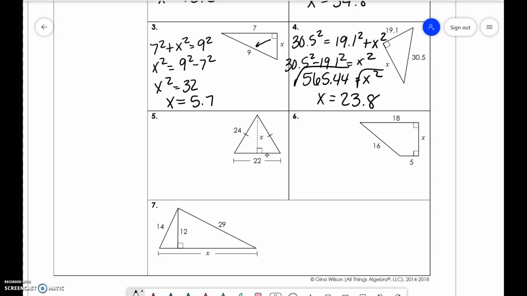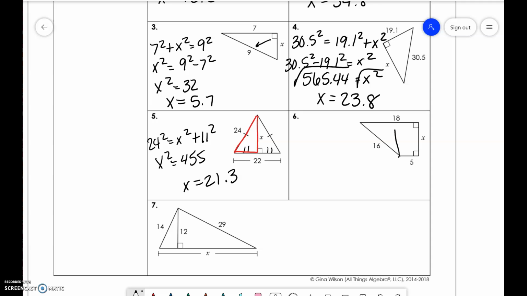So number 5 looks a little bit different, but all we have to do is remember back to previous units of what we did. This is an isosceles triangle. So this line that goes from one vertex to the other and is perpendicular is called the altitude. That cuts the base into 2 equal parts. So we're going to focus on that red triangle there. So 24 squared is equal to x squared plus 11 squared. So we get x squared is equal to 455. Take the square root of it, and we get x is equal to 21.3.